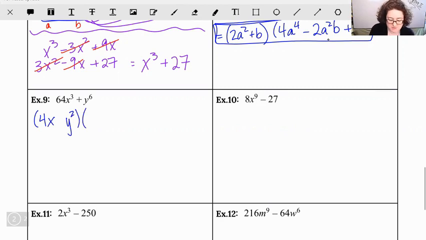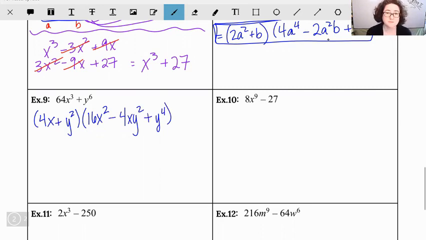Square that first term. So 4x times 4x would give me a 16x squared. 4x times y squared is just 4xy squared. Y squared times y squared gives me y to the 4th. Same sign, opposite sign, always positive.